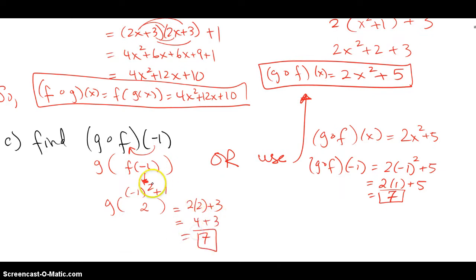So I did it in 2 steps like I had done before. Take the negative 1, give it to what's closest, whatever the output is, give that back to g. Or, since you have the global function already calculated in terms of x, just put the negative 1 there, and you have g of f of x already done.